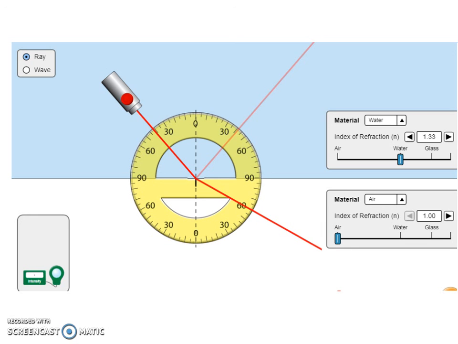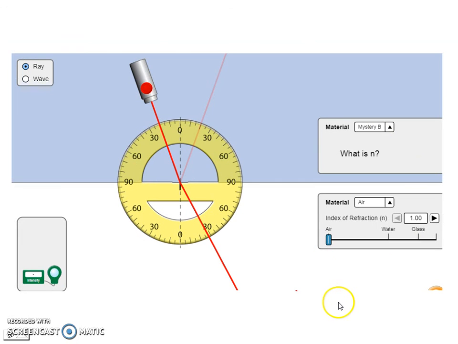For the second medium, in class we'll be doing the piece of plastic, but you are just going to access here what's called Mystery B. All right, we don't know what medium this is, but you'll do the same idea. You'll move the laser around to different incident angles, take the data, measure from the normal for incident angle, refracted angle, manipulate the data, plot on the graph, and then you're going to be determining the index of refraction for this mystery medium, and then we'll go on from there.